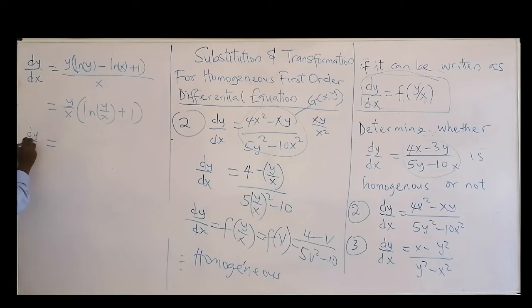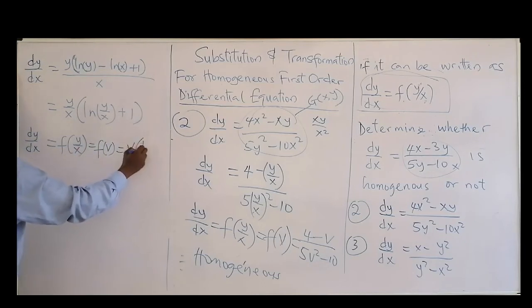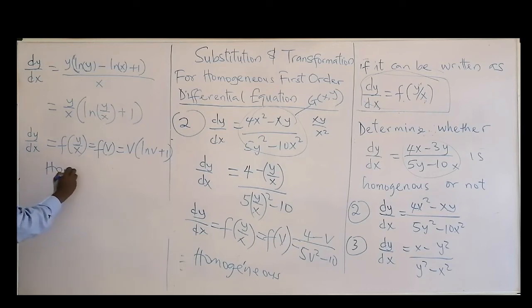So you have this, and this will be equal to dy/dx, which will now become f of the fraction, which you can substitute for as v, and that will be equal to v into bracket ln v plus 1. So this is homogeneous.